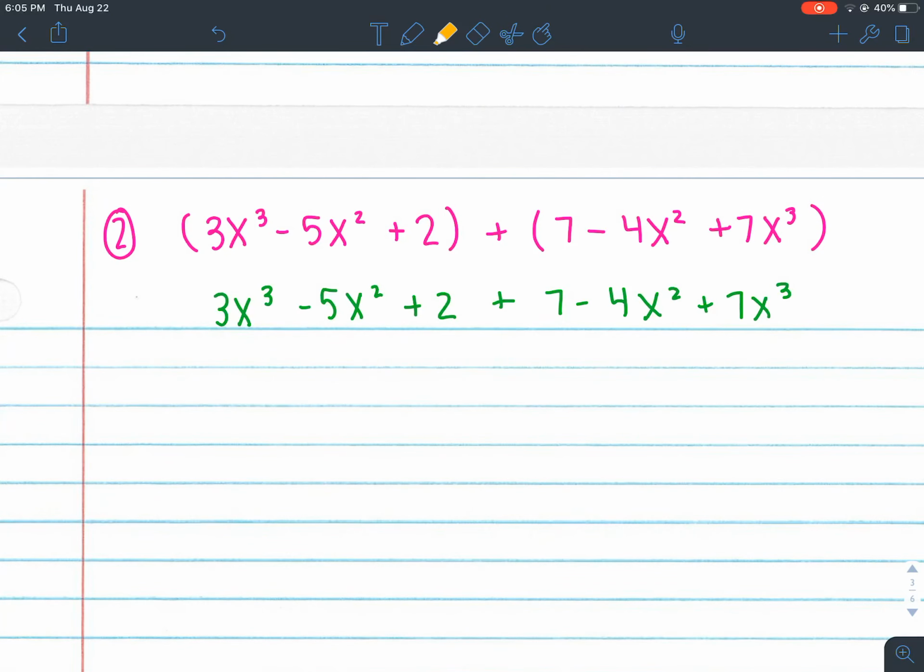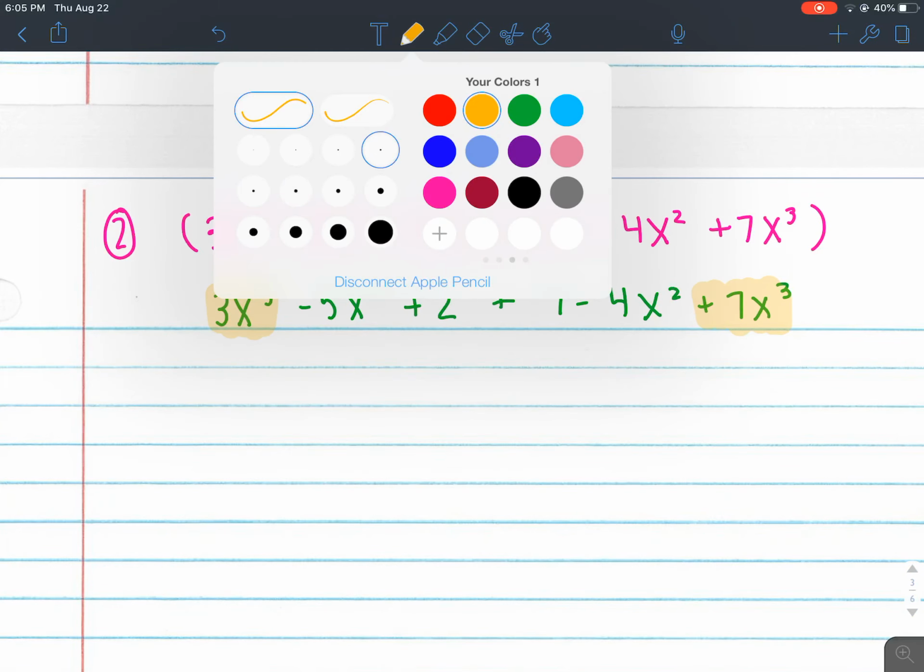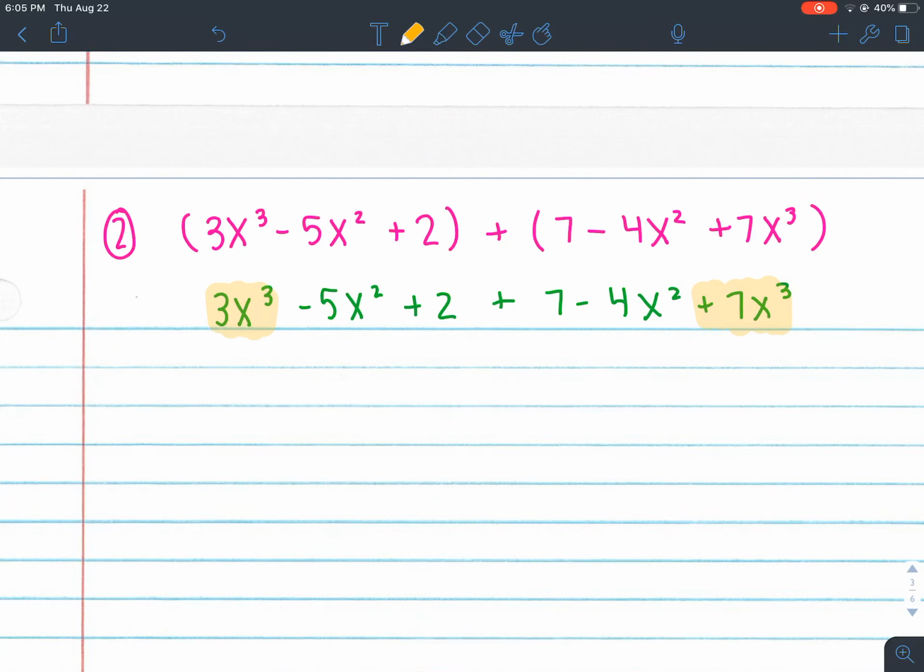Then I'm going to start with the highest exponent that I see, and the highest exponent that I see is the 3. It's the positive 3 up in the exponent. So 3 is the largest exponent, and I'm going to start with that one. The reason I start with that one is because I'm trying to put it in standard form, and I don't have to do it later. So 3x cubed plus 7x cubed is 10x cubed.